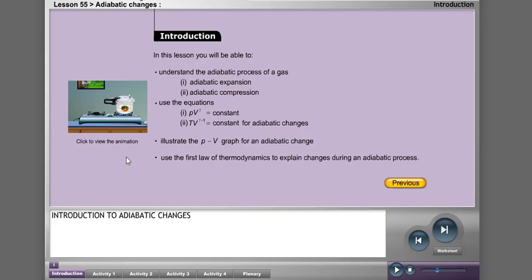Use the equations PV^γ is a constant, TV^(γ-1) is a constant for adiabatic changes. Illustrate the PV graph for an adiabatic change and use the first law of thermodynamics to explain changes during an adiabatic process.